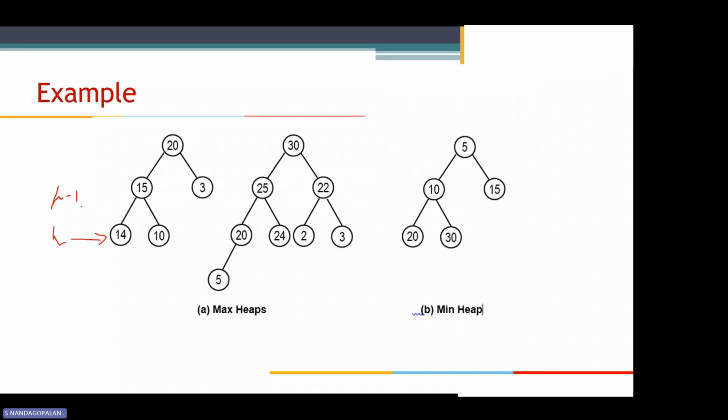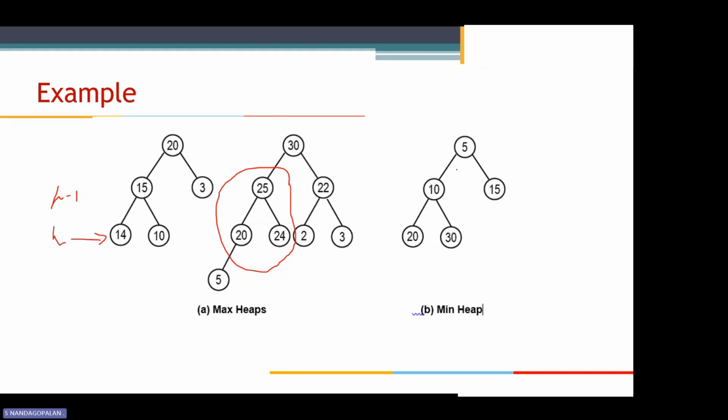15 is greater than 14 and 10. Similarly, in the next figure, you take any subtree, you will notice that 30, for example, the root, is greater than 25 and 22. And similarly, you take the 25 subtree, you will see that 20 and 24. I'm talking about this. So you take any subtree, you will notice that the children nodes are less.